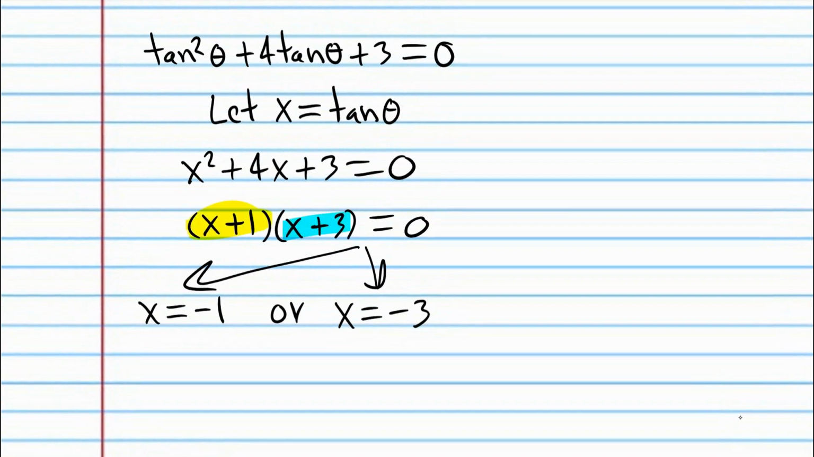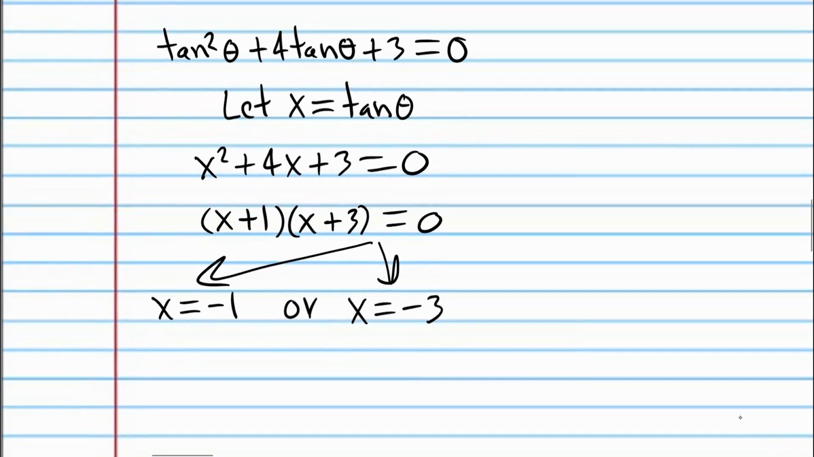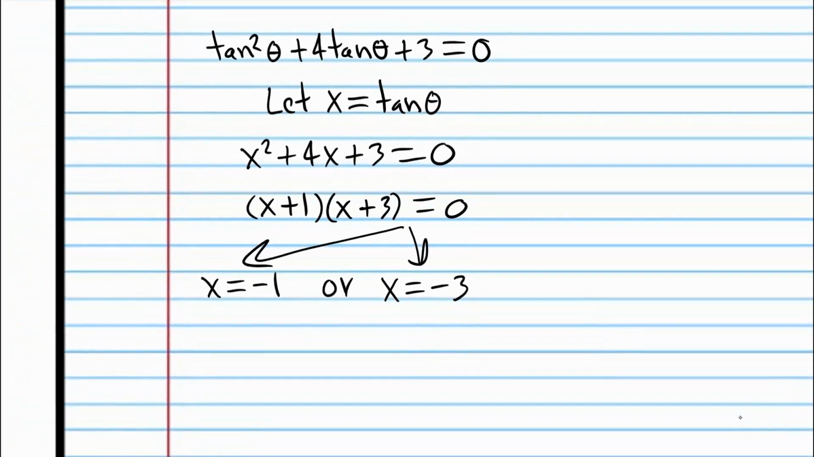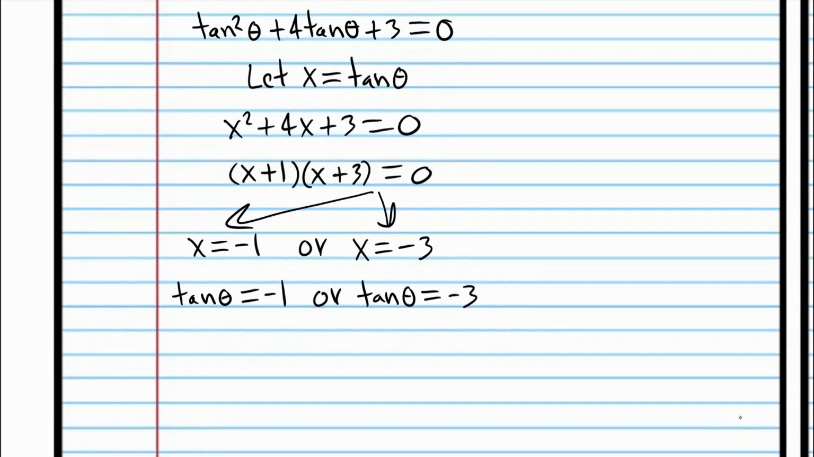Because if you have a product of two expressions, a product that equals 0, that means that one of the expressions must be 0 or the other expression must be 0. That's the only way that the equation would work. So we show that x has to be -1 or x has to be -3. But remember, x is equal to tangent theta. We're not looking for x, we're looking for tangent theta. So we're going to replace x with tangent theta. And now we're solving these equations one at a time.